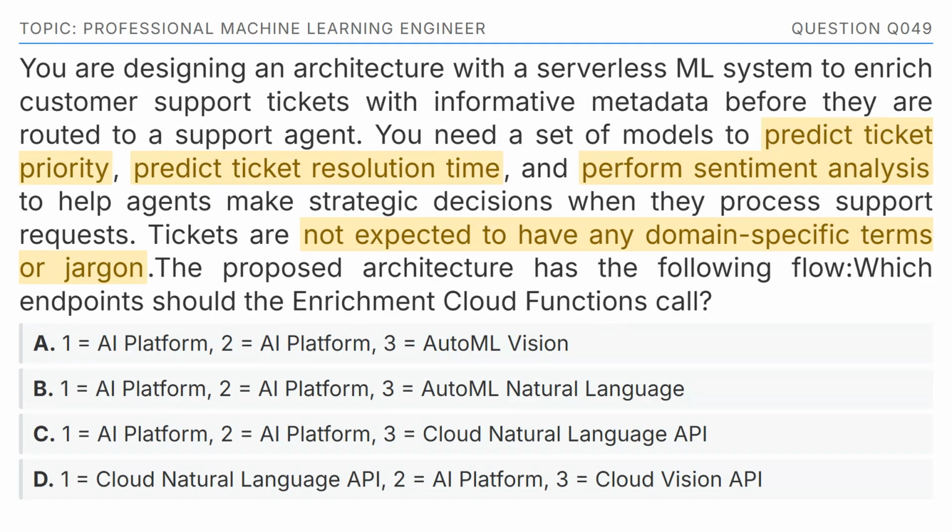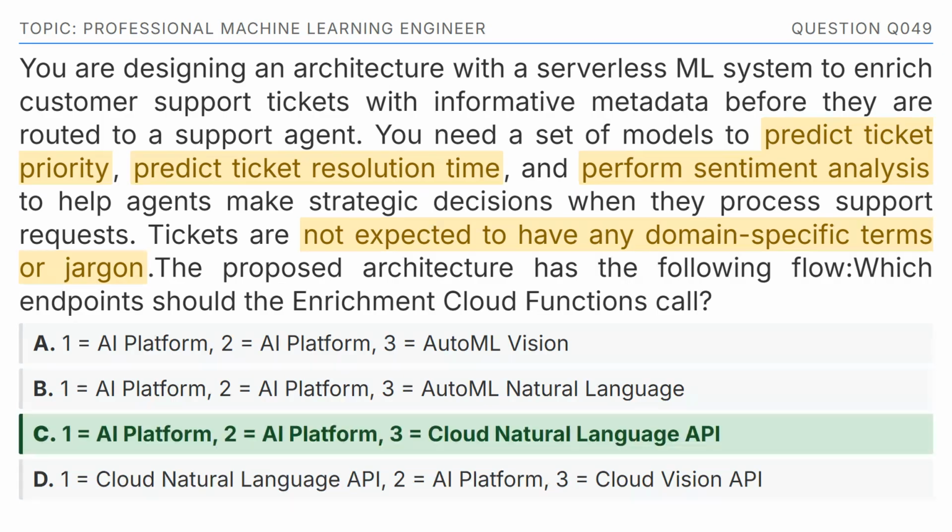To arrive at the correct answer, we focus on the keywords: predict ticket priority, predict ticket resolution time, perform sentiment analysis, not expected to have any domain-specific terms or jargon. The correct answer is option C, 1 equals AI platform, 2 equals AI platform, 3 equals Cloud Natural Language API.